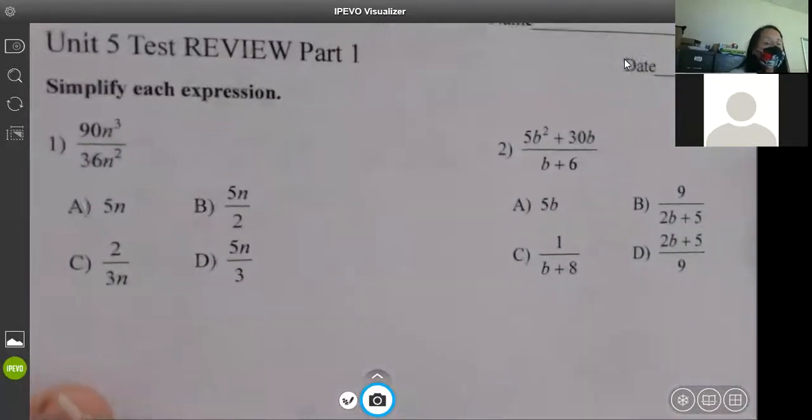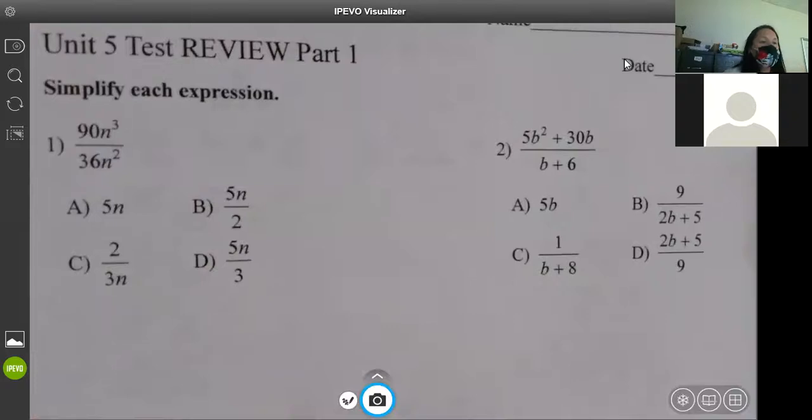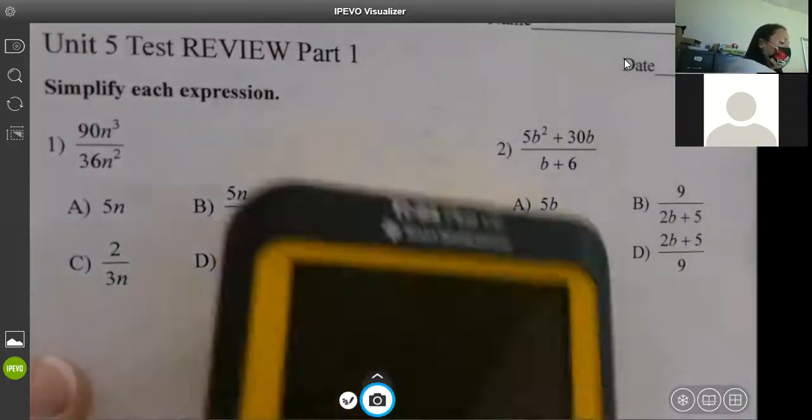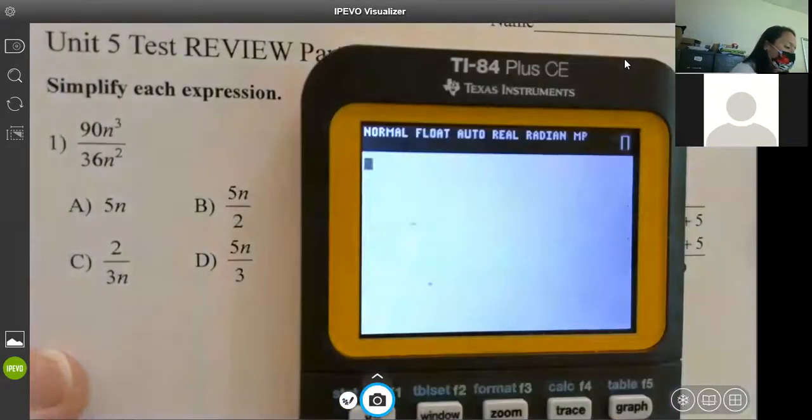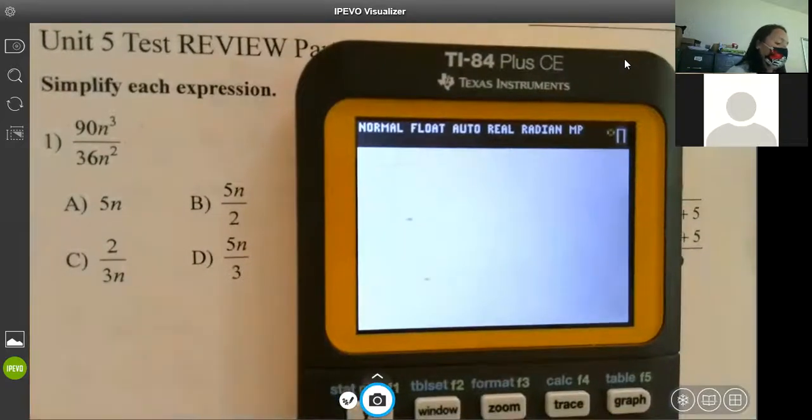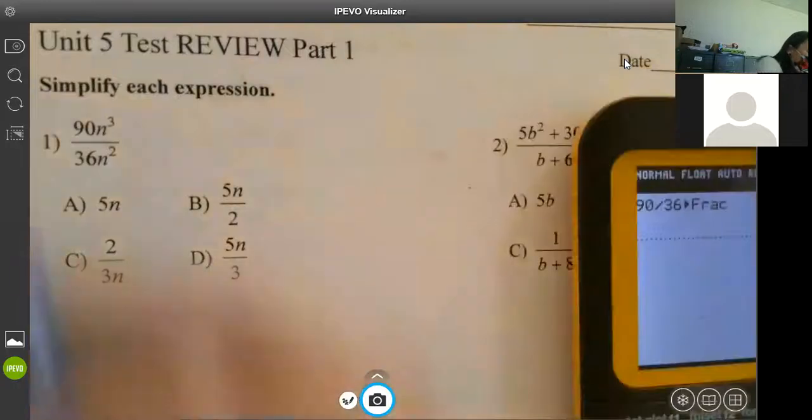So we're going to start with simplifying, and all you're going to do is start with your numbers. And guys, I don't care if you use your calculator and make it easy on yourself, just to throw that out there. If you put in 90 over 36 and do math, enter, it'll tell you what your fraction is without you having to do that in your head. You can do it in your head, I know you know how, but this just makes it a little bit quicker. So it reduces to 5 over 2.